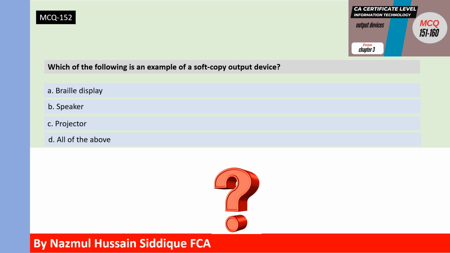The correct answer is all of the above. Braille display, speaker, projector, all of these are examples of a soft copy output device. So the correct answer is option D.